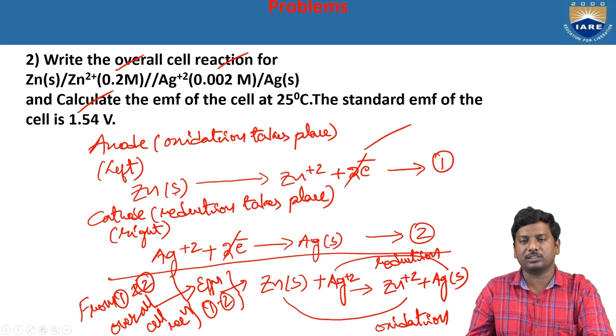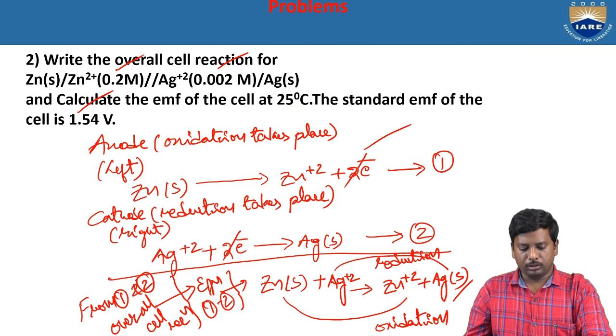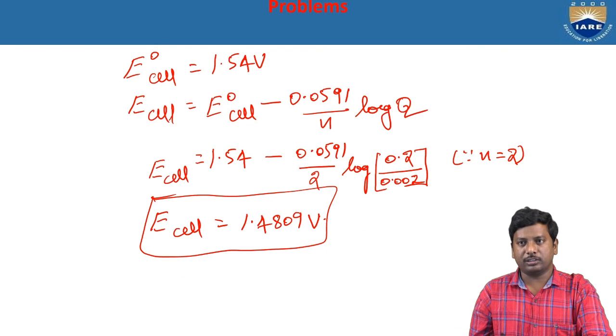They asked for the overall cell reaction, so this is the overall cell reaction, and they asked to calculate the EMF of the cell at 25 degrees centigrade when the standard electrode potential is 1.54 volts. Now the EMF of the cell is equal to 1.4809 volts. So this is the solution for the given problem.